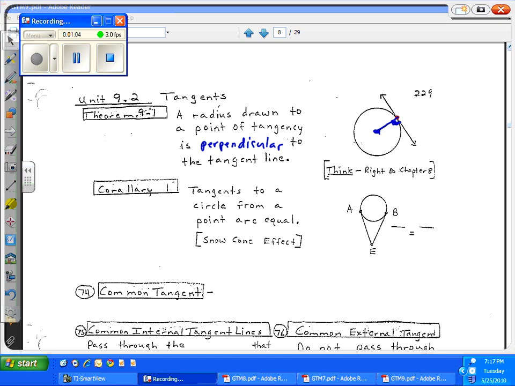And then remember all of that right triangle stuff from chapter 8. If you get a right angle, that means possibly we could create a right triangle. And if we create a right triangle, we have the Pythagorean theorem, the special right triangle rules, the trigonometric ratios. Okay? So a radius drawn to a tangent line is perpendicular to the tangent line at the point of tangency. A radius drawn to a point of tangency is perpendicular to the tangent line. Okay?